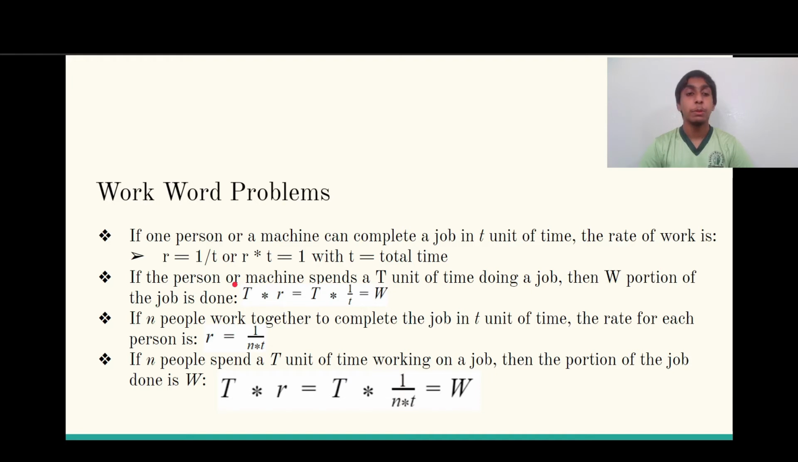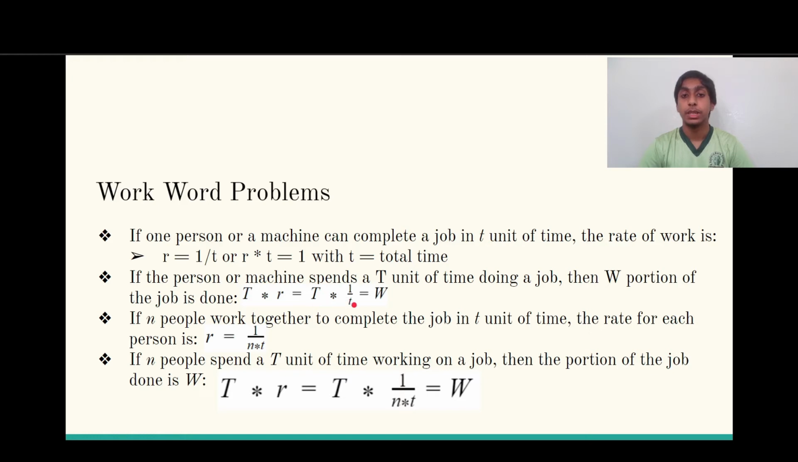Now, sometimes you won't finish the job completely. So if the person or the machine spends t units of time doing a job, then the portion w of the job done is t times r, which is equal to t times 1 over big T, which is equal to w. So let's break this down. Little t is how much time you've already spent on it. And your rate is basically 1 over big T. We learned that over here. So this is the same as little t times 1 over big T. Now, big T is the total time it takes me to complete this job. So I've spent some of the time here, but I have not completed the job.